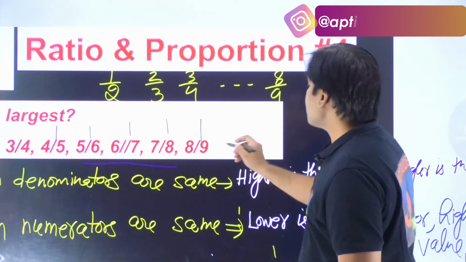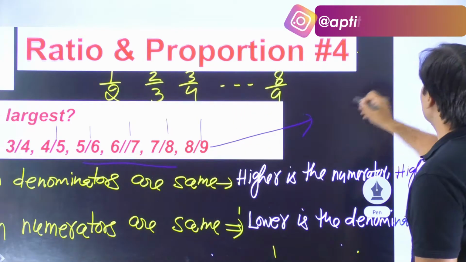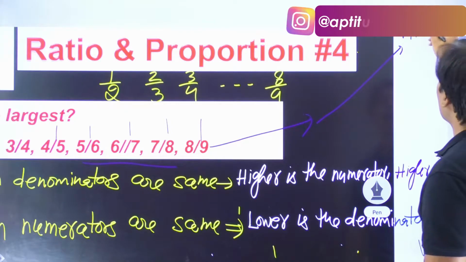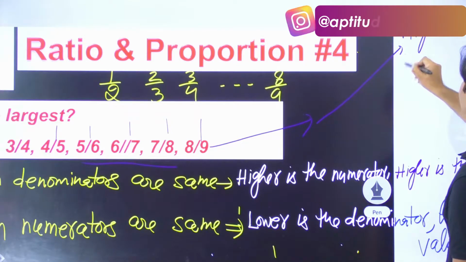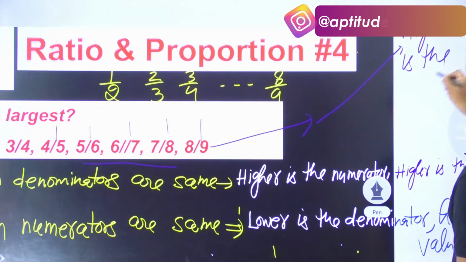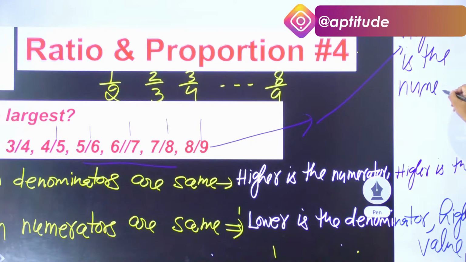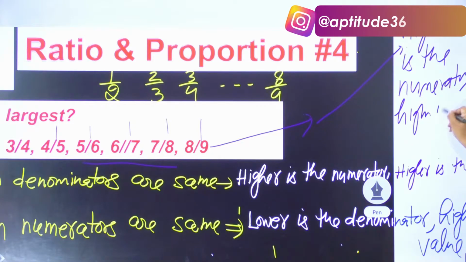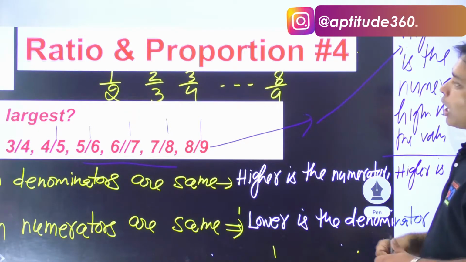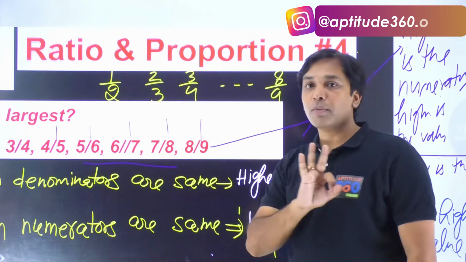So in all these values you have got the same difference, and if that is the situation, then you should be saying over here, higher is the numerator, higher is the value. Higher is the value. Do you understand this thing? So on this slide we talked about three things.